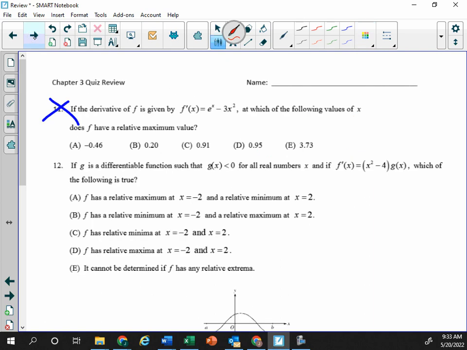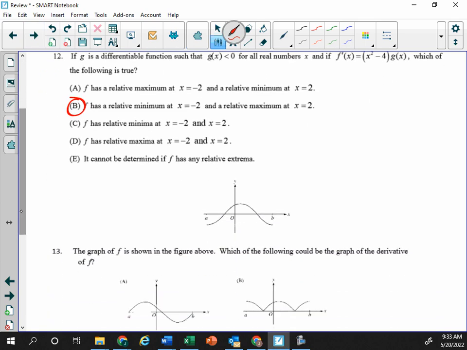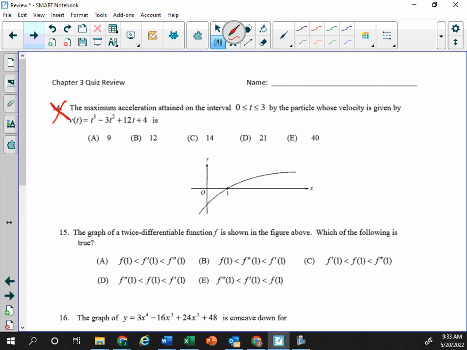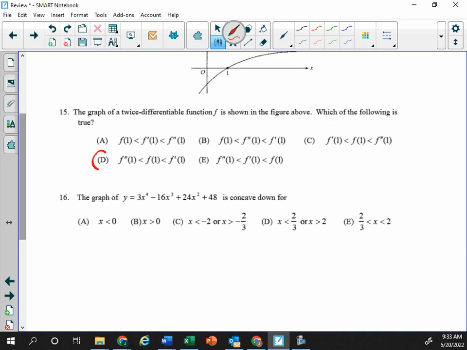Okay, keep going. So I said skip 11. 12 was B. And 13 was A. Either of those issues? Okay. Look at how much better you've gotten at the graph part since the first day I had you try that. All right, and then I said skip 14. 15 was D, and 16 was E.